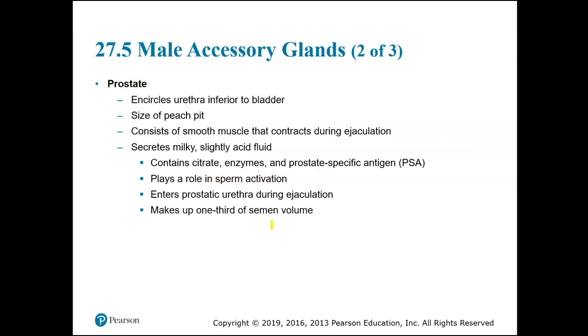The prostate secretes a milky, slightly acid fluid. It contains citrate or citric acid, enzymes, and PSA, which is an antigen, prostate-specific antigen. This fluid plays a role in activating the sperm, and it makes up 1/3 of the volume of semen.